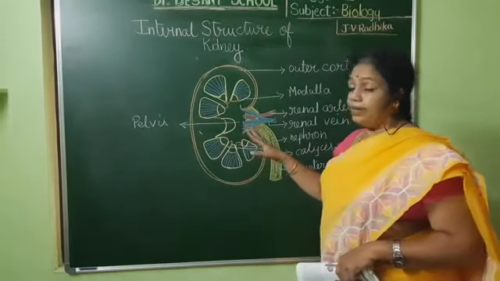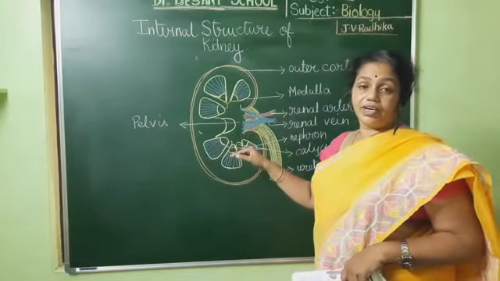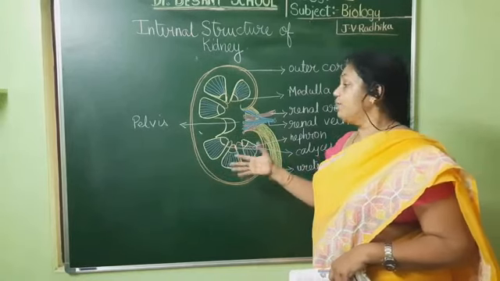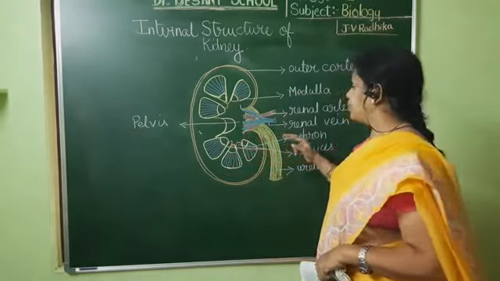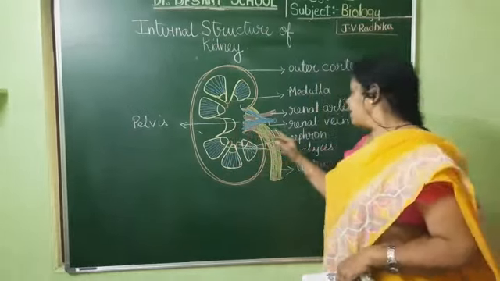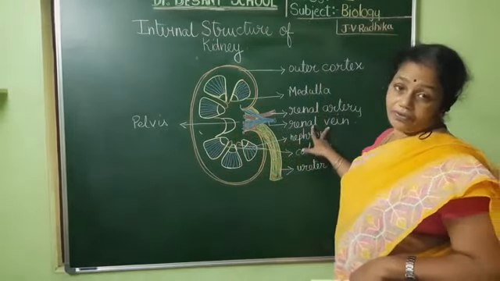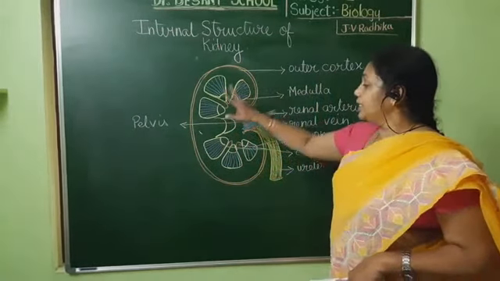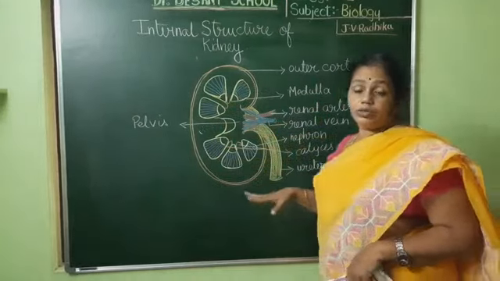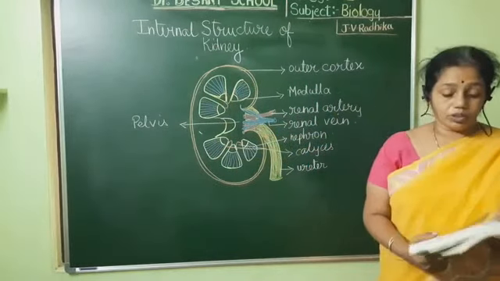Once the blood enters the nephron, filtration occurs, and after filtration the purified blood is collected by the renal venule, which in turn comes out as the renal vein. Understood? This is the complete structure of a kidney. Please complete the diagram. I give you 2 minutes.